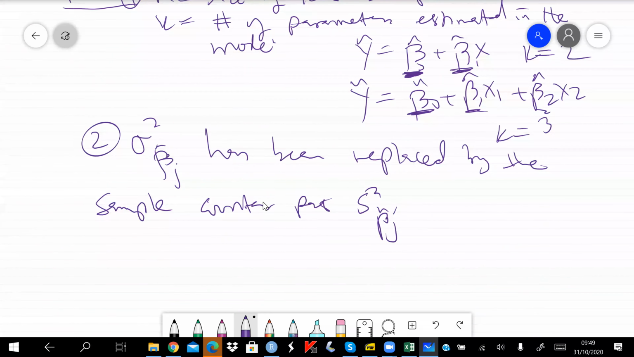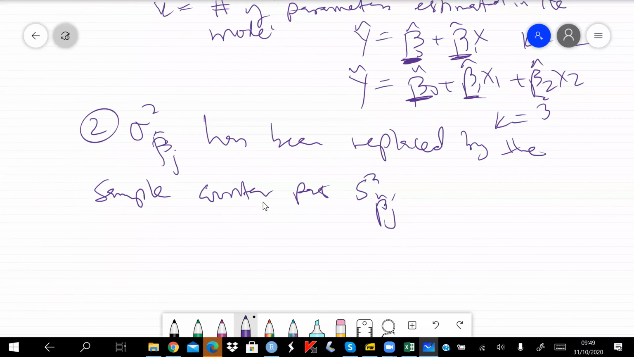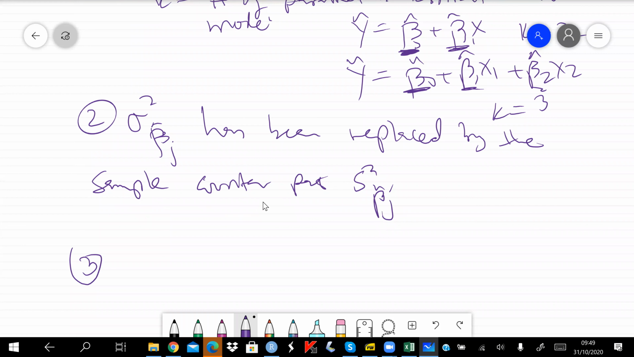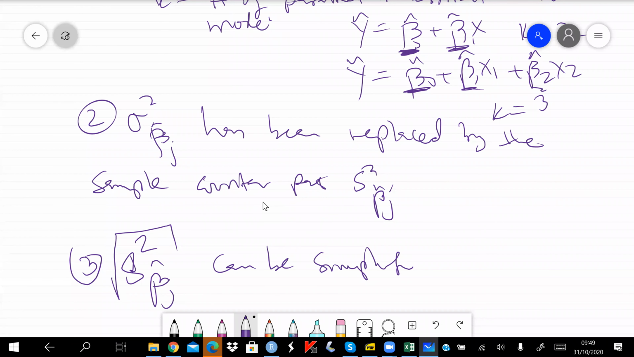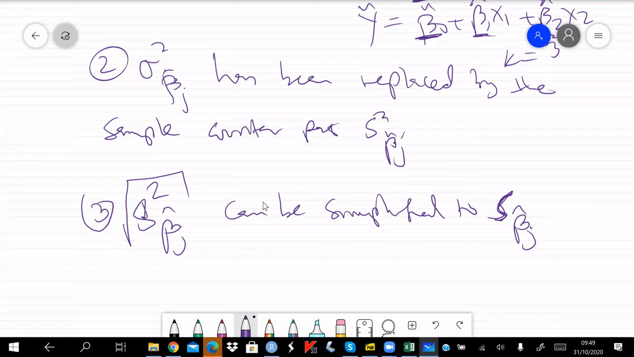And then number 3, we note that sigma squared or s squared of beta j can be simplified. So we are saying that this can be simplified to, when you take the square root, it just becomes s of beta j. I think this is an easier way of writing it. So instead of writing s squared, then you take the square root, you just write s of beta j with a hat.